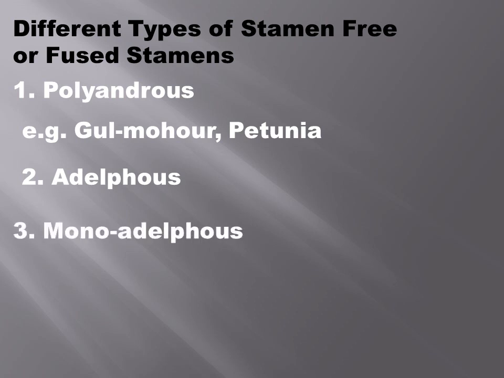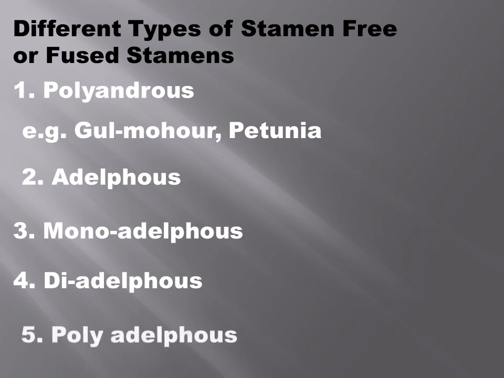The third type is monoadelphous. If all the filaments unite together to form one bundle, it is called monoadelphous. The last one is diadelphous. If filaments unite in two bundles, it is diadelphous. The difference between monoadelphous and diadelphous is that in monoadelphous the filaments are united to form one bundle, while in diadelphous the filaments are united to form two bundles. And the fifth one is the polyadelphous.